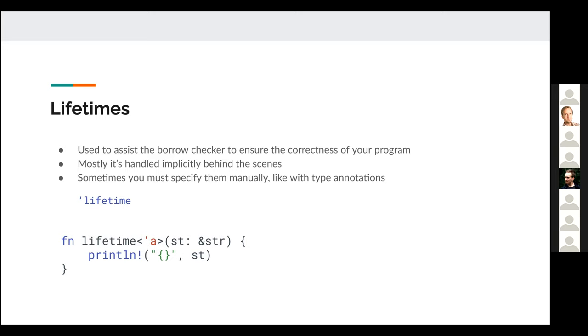The exceptions are often related to references and generics as well. So sometimes when you have to specify them manually, like with type annotations, you have to use the apostrophe lifetime. And in code, it looks like it's in the same place where type parameters appear, except it's a lifetime parameter. This can then be used later to define what references belong to which lifetime.